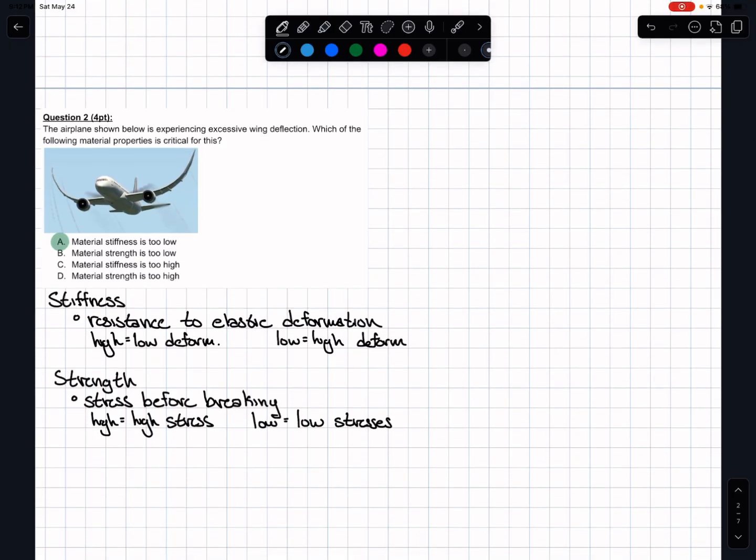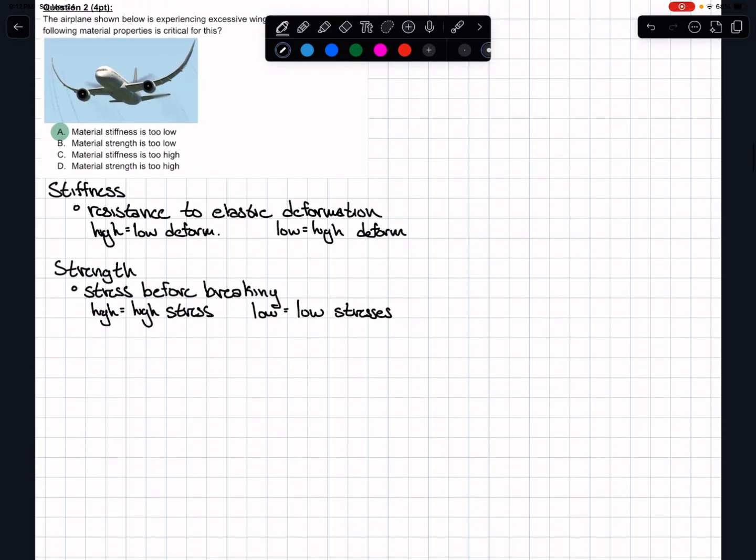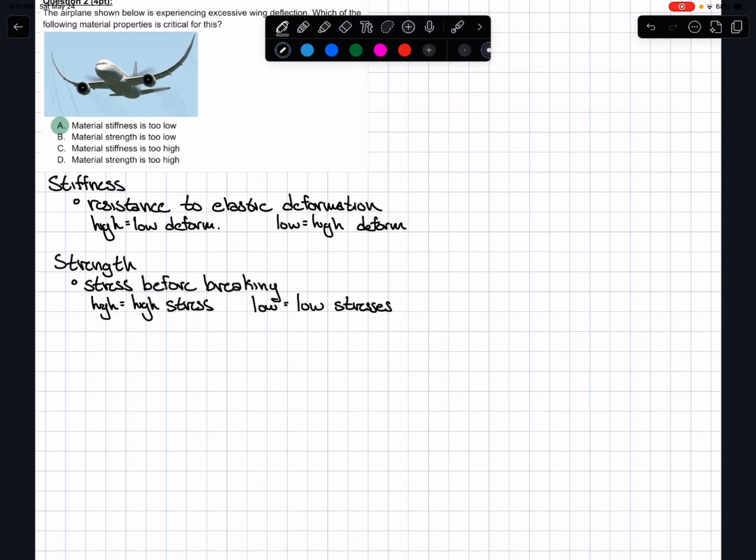Moving on to question 2, we are asked which of the following material properties is critical for the situation in which the airplane is experiencing excessive wing deflection. The two ideas to know here are the definitions of stiffness and strength. Stiffness being the resistance to elastic deformation, with high stiffness meaning low deformation, and low stiffness meaning high deformation. With strength, it is the stress before breaking, with high strength equaling high stress and low strength equaling low stresses at breaking.